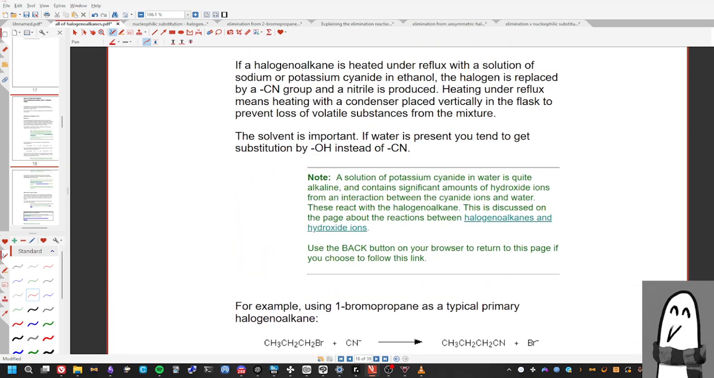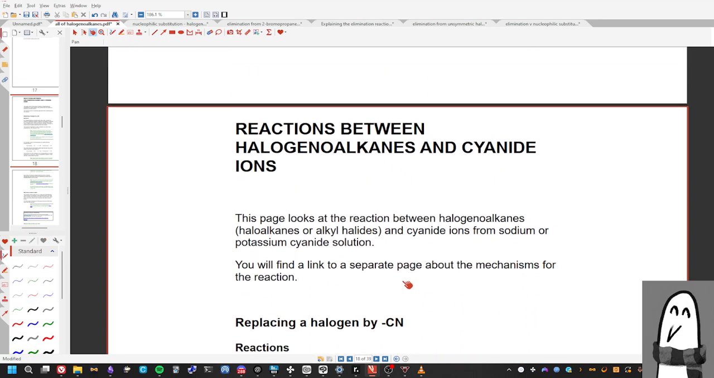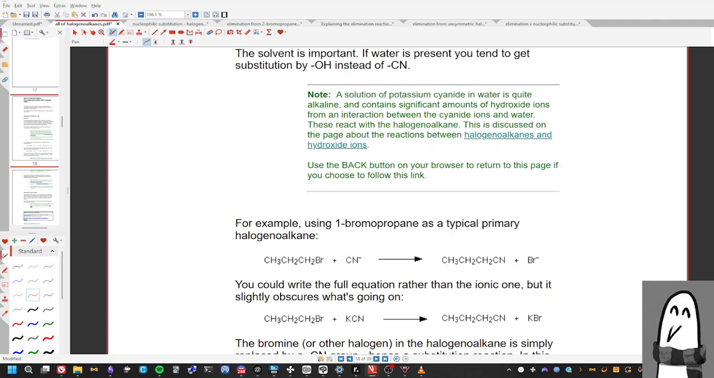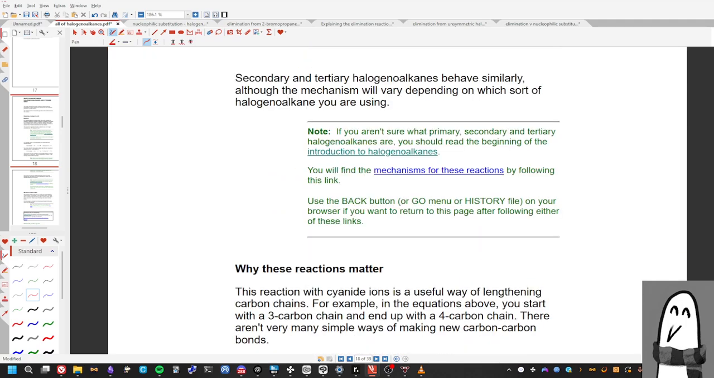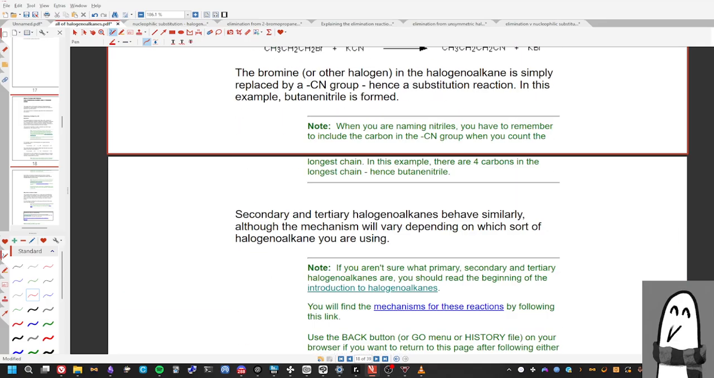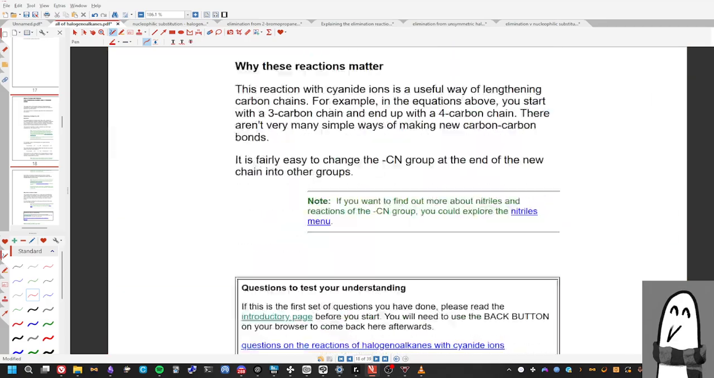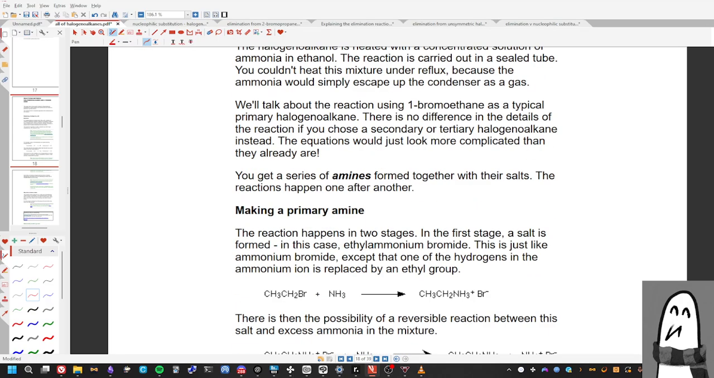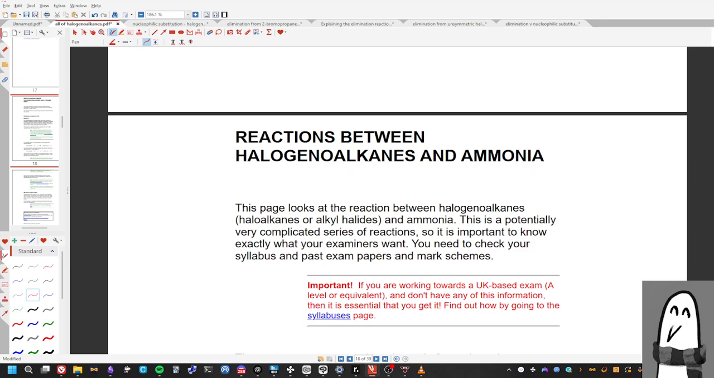Okay, I mean, I'm pretty sure that one is quite similar. Then you go straight to ammonia. If you're working towards a UK-based exam and don't have any of this information, then it is essential that you get it.